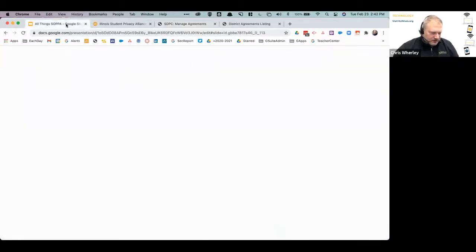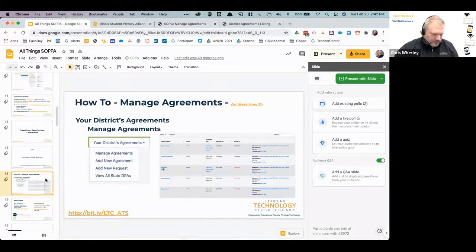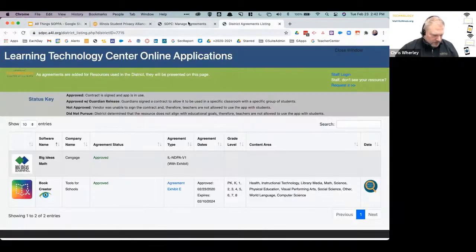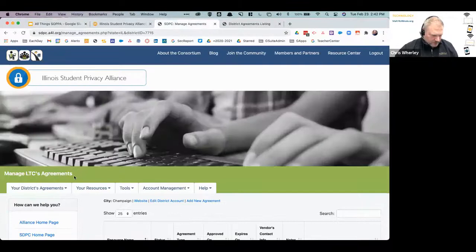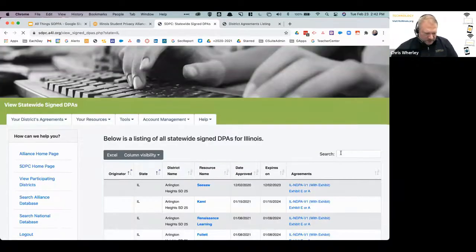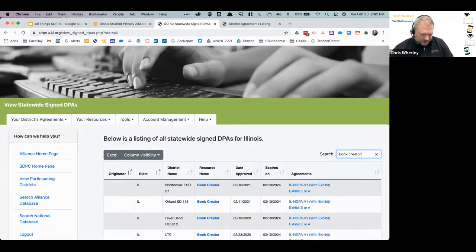So that's just a couple different things you can do with managing agreements. And then I'll go through and answer the question about subscribing and all those types of things. So if I want to view all state DPAs, I'm going to go back and look at Book Creator. I want to get an Exhibit E signed for Book Creator.